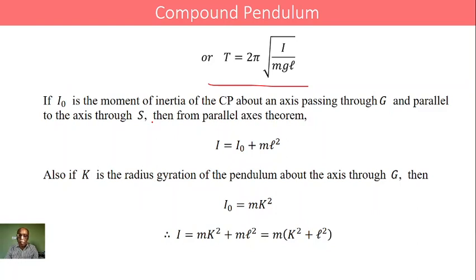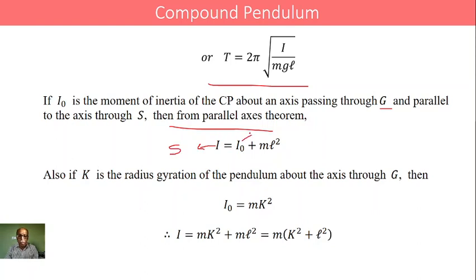We have seen the compound pendulum suspended at point S, over a horizontal axis. We are now considering another axis parallel to the above axis, passing through the center of gravity G. Now we make use of the parallel axis theorem. From the parallel axis theorem, I is equal to I naught plus ml square, where I is the moment of inertia about the axis S.